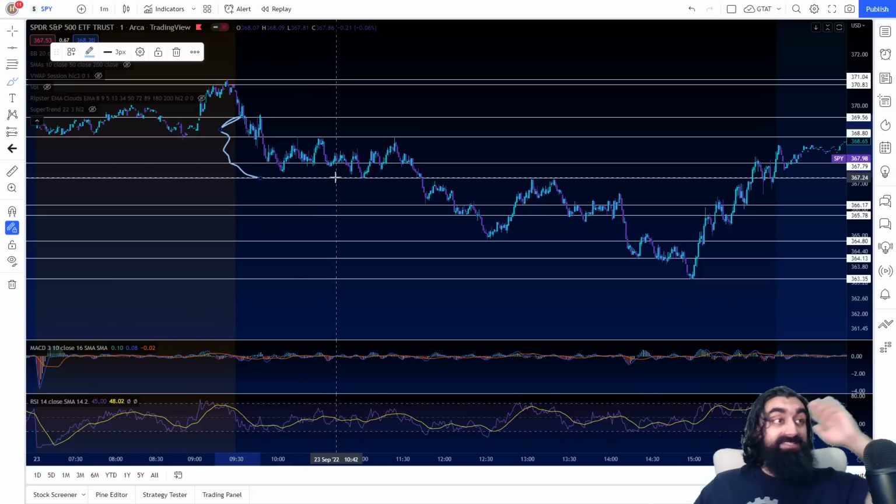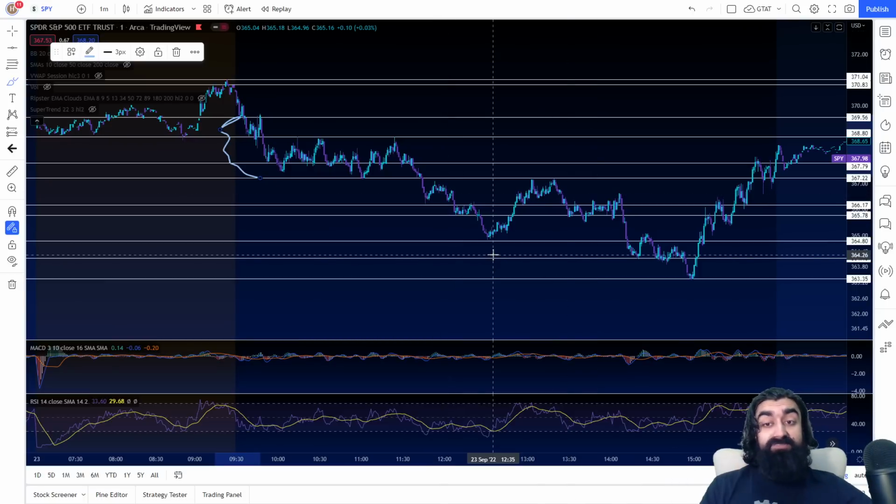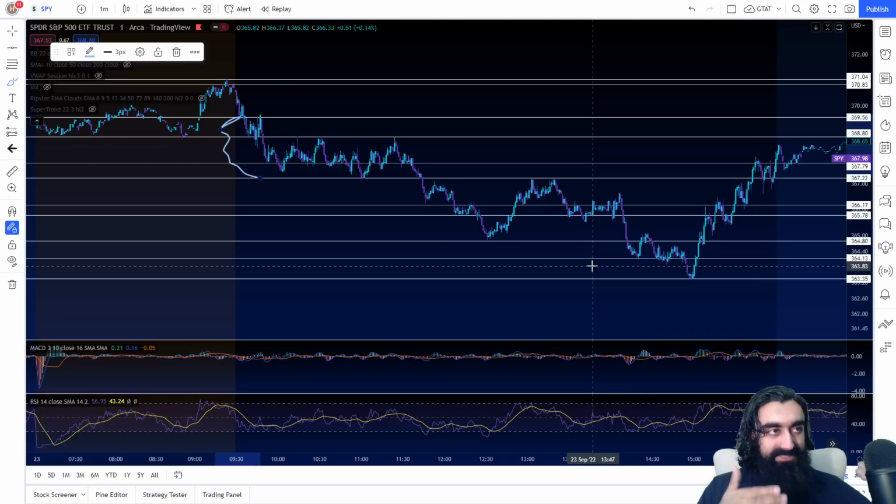Especially with zero DTEs, those are obviously going to be eaten by theta. But if you continued scaling into zero DTEs as we continued falling lower, the 365s were up 300%. The 364s and the 363s, I don't like the 364s. I don't even want to mention it, because you should have been scaling in as we fell lower.